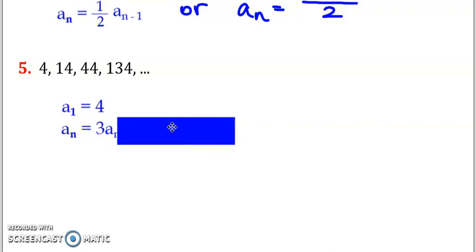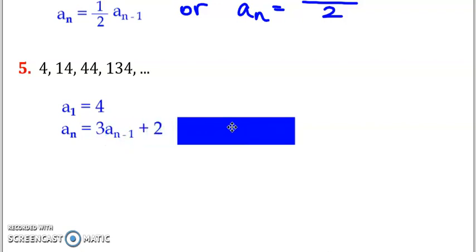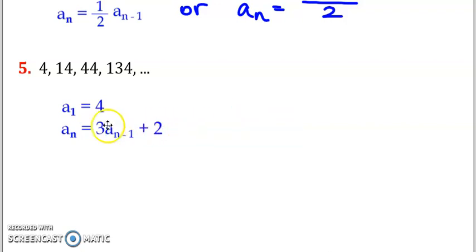Well, for this one, neither of those. All right, looks like we're tripling. So we're taking 3 times our previous term, then adding 2. So 3 times 4 is 12, add 2 is 14, checks out, okay. 3 times 14 is 42, plus 2, checks out, okay. So that would be our pattern.